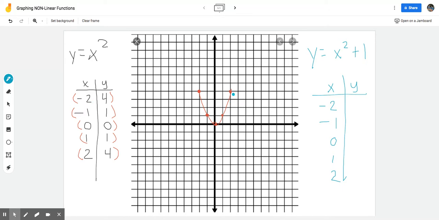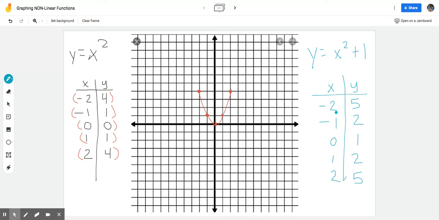This time I'm going to plug it into this equation versus the other one, and we're going to look at the actual difference. If I plug this in, I would say -2 squared, which is 4, plus 1 is 5. -1 squared is 1, plus 1 is 2. 0 squared is 0, plus 1 is 1. 1 squared is 1, plus 1 is 2. 2 squared is 4, plus 1 is 5. So now I'm going to graph these coordinates in blue so that you're able to see the difference between this function and this one right here.